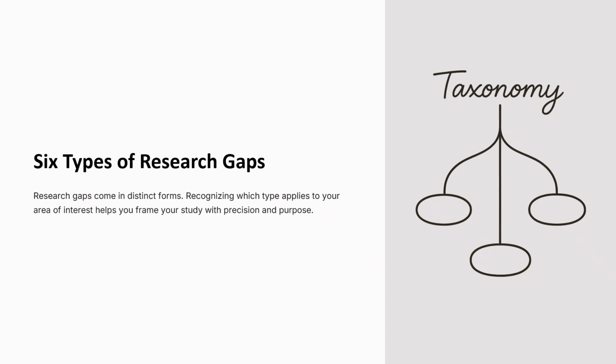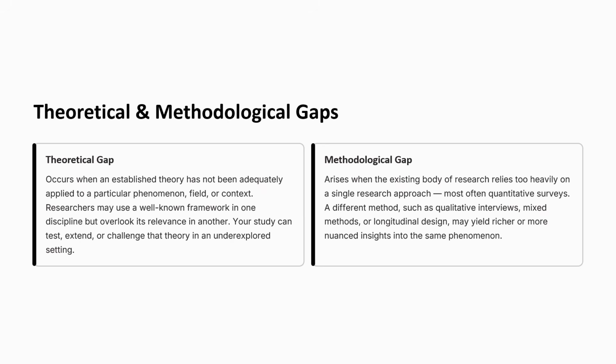Theoretical and methodological gaps. A theoretical gap exists when an established theory has not been sufficiently applied to a particular setting or phenomenon. A methodological gap occurs when researchers rely heavily on one research method, creating opportunities to gain new insights using alternative approaches such as qualitative or mixed method research.